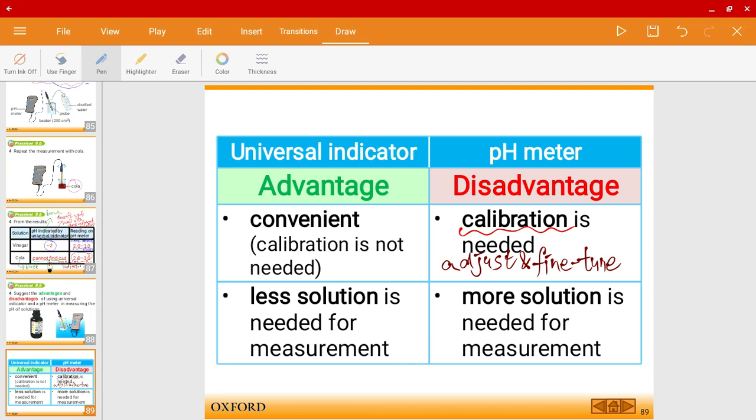However, for a universal indicator, it's pretty convenient. You just get a solution and you just pour a few drops. That's it. You do not need to think about doing any adjusting or fine tuning. It's simple. Whereas for a pH meter, from time to time, you would need to adjust it. Okay? So another advantage of a universal indicator is less solution is needed. Remember how just using a test tube is fine? Whereas for a pH meter, you would usually use a beaker, which requires more solution, of course. Okay?